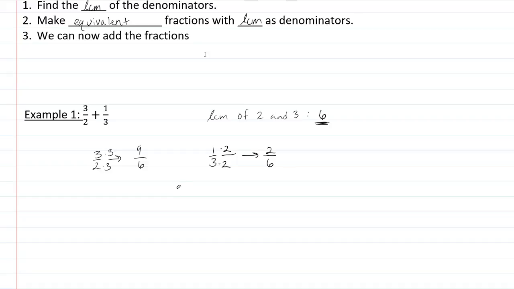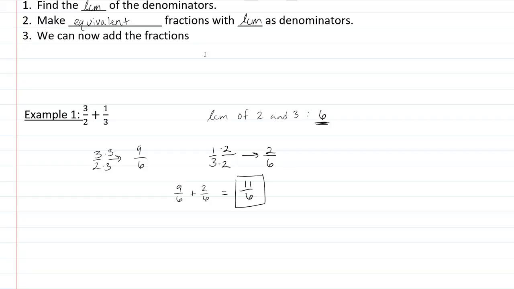Now I can add like normal. 9 over 6 plus 2 over 6. This is just, we keep the denominator the same and add the numerators. 11 over 6. And that's our answer. Our answer is 11 over 6.